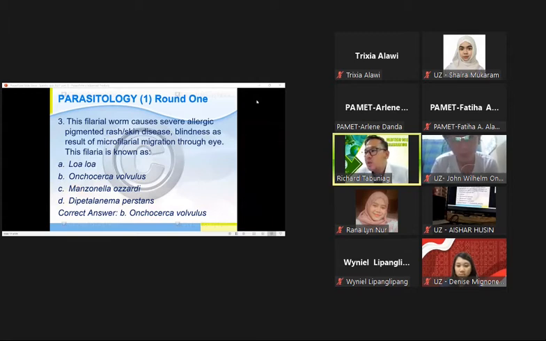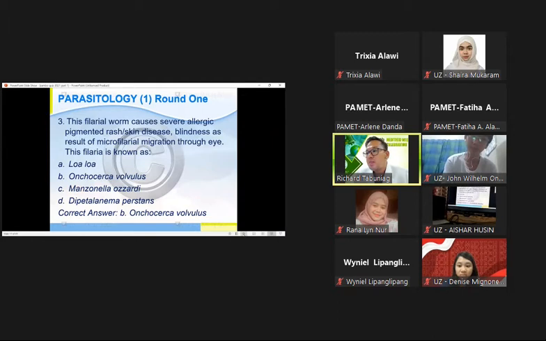This filarial worm causes severe allergic pigmented rash, skin disease, blindness as a result of microfilarial migration through the eyes. This filaria is known as A. Loa loa, B. Onchocerca volvulus, C. Mansonella ozzardi, D. Dipetalonema perstans.